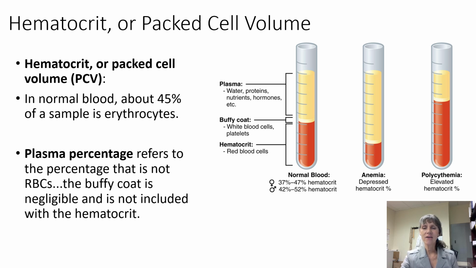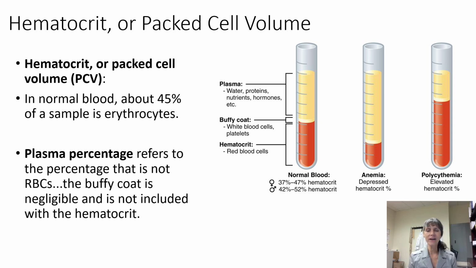Again, that area in the centrifuged sample of blood that is the deepest in the test tube and has that reddish appearance is known as the hematocrit, or packed cell volume. In normal blood, that's about 45% of the entire sample, and it's basically a sample of red blood cells or erythrocytes. Now, the 45% is a range.